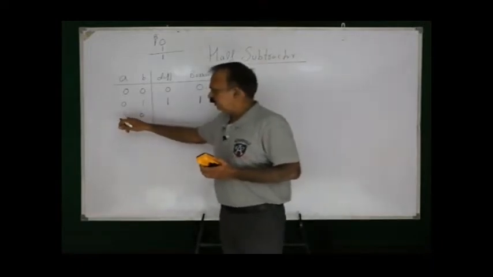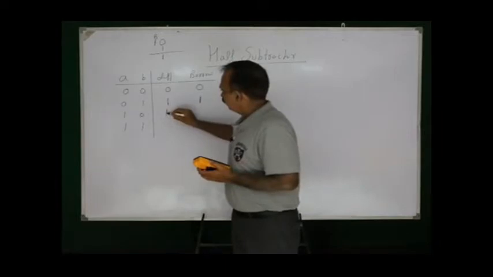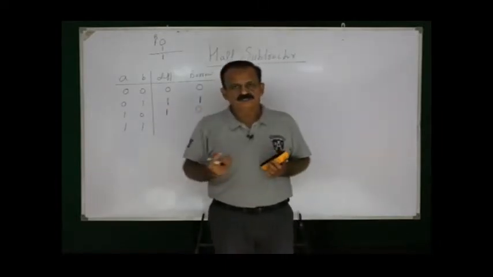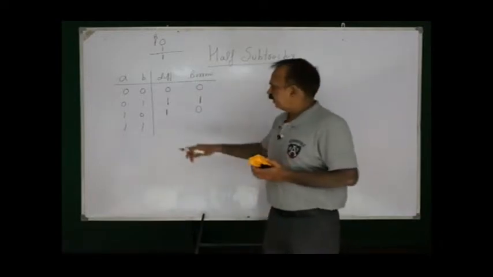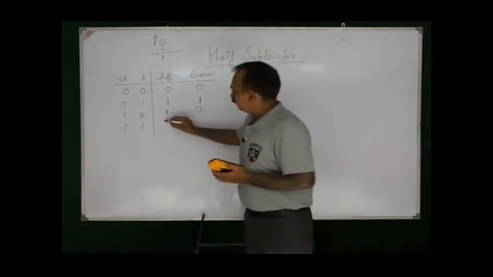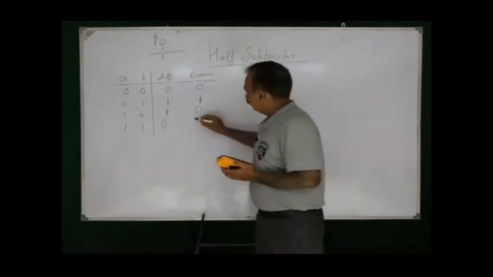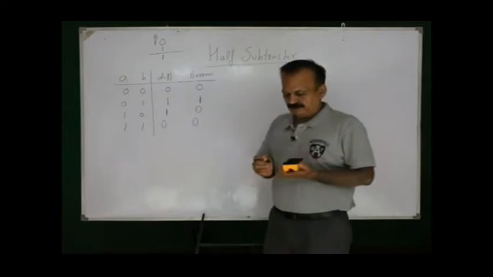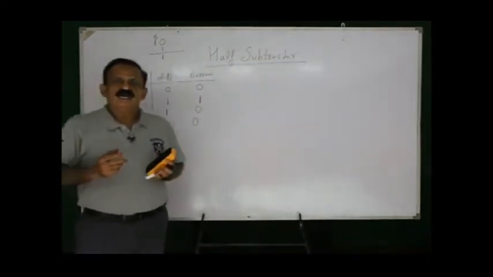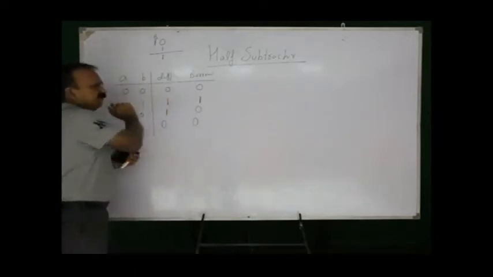Next is straightforward, 1 minus 0. The difference is 1, there is no borrow at all, so borrow is 0. The next one is 1 minus 1. Now 1 minus 1, the difference is 0 and there is no borrow, that is why the borrow value will be equal to 0. Now this is the truth table for half subtractor. This is for the operation A minus B.